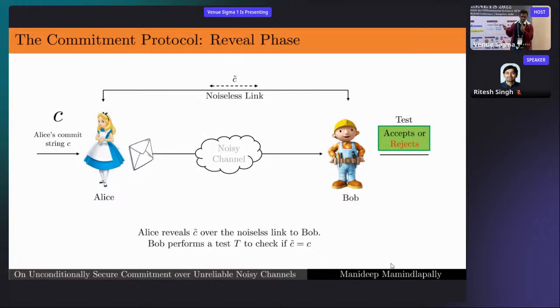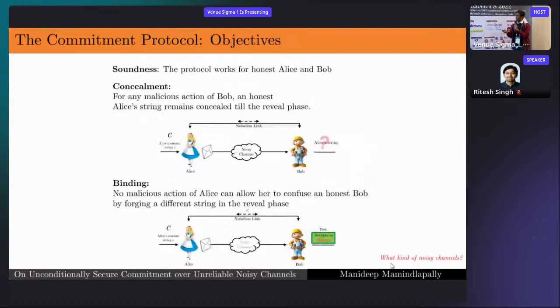Accordingly, he'll either accept or reject. Now this is a commitment protocol, and it has three key security objectives. They are soundness, concealment, and bindingness. Soundness says that the protocol works for honest behavior of Alice and Bob. In other words, an honest Alice should always accept, and an honest Bob should always accept an honest Alice's string.